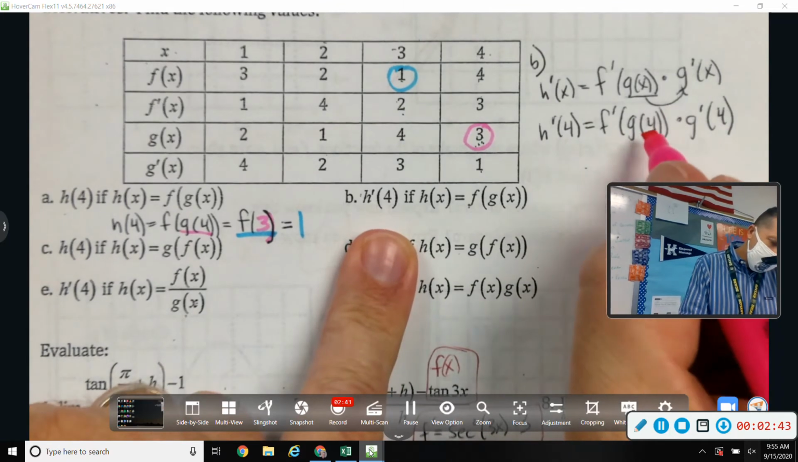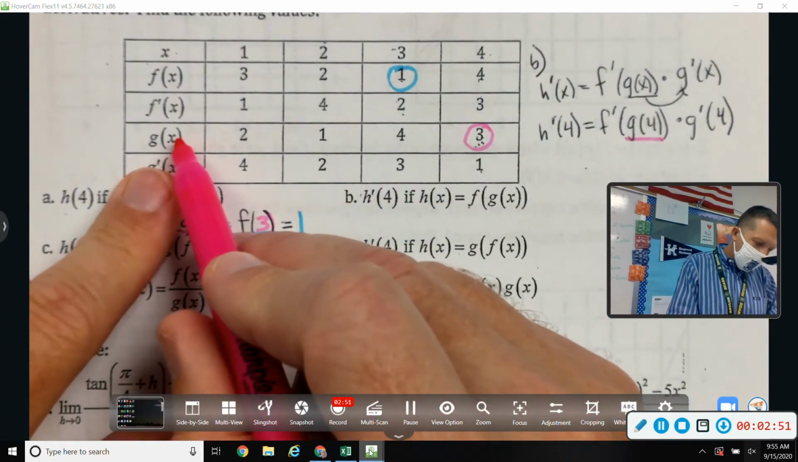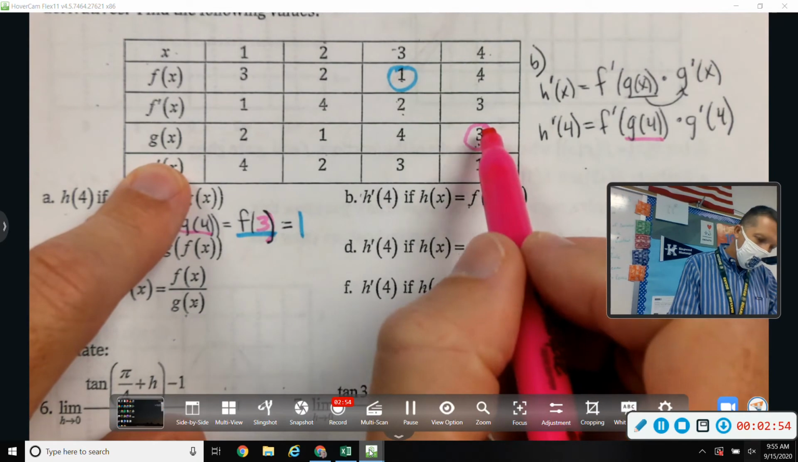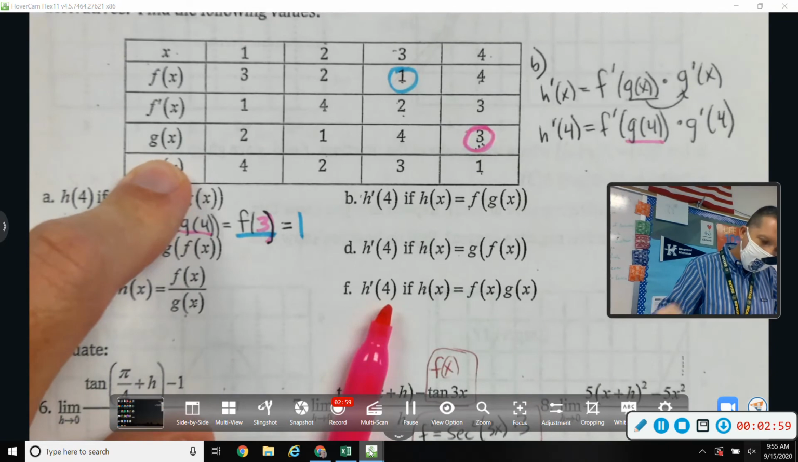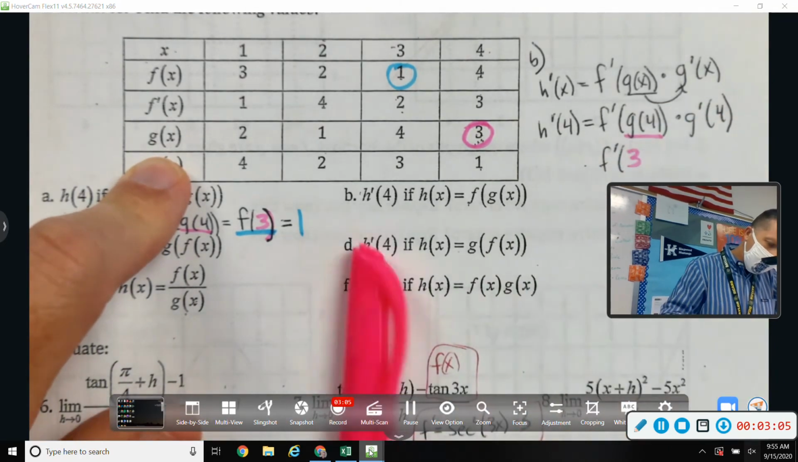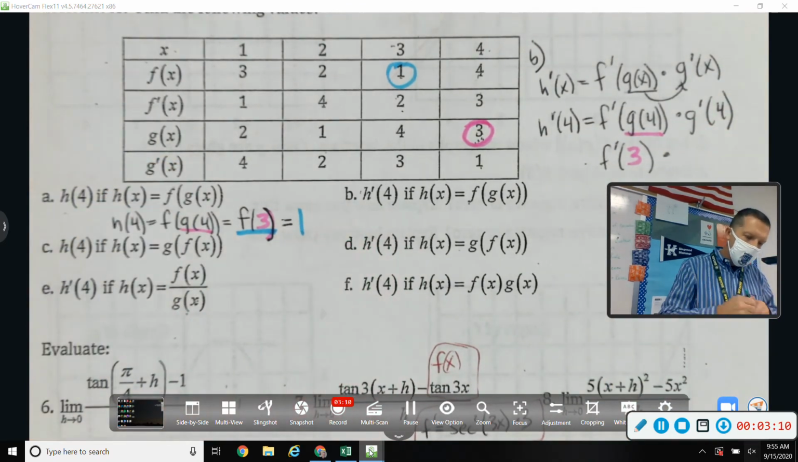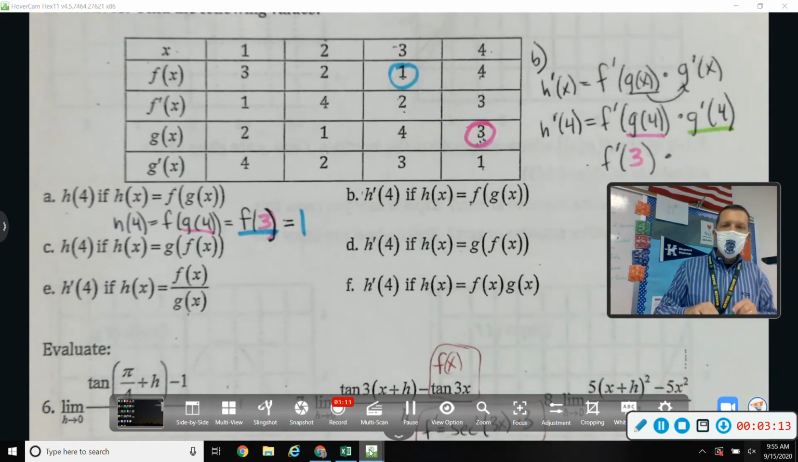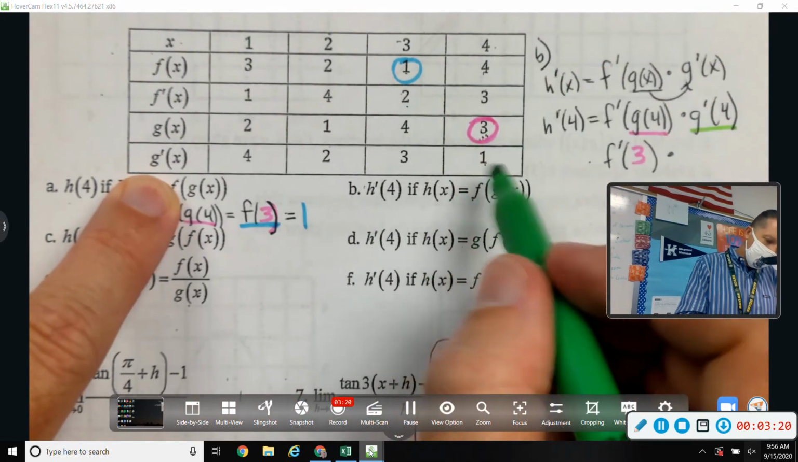Okay, so the first thing I need is g of 4. So I go to my table, I'm looking at g. When x is 4, I just so happen to pick the right color, that's still 3. So f prime of 3 times g prime at 4. So I'm going to go to the table, look at the g prime row, but find where x is 4. So g prime, when x is 4, g prime is 1.